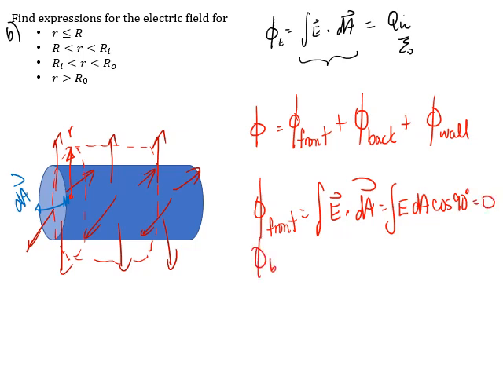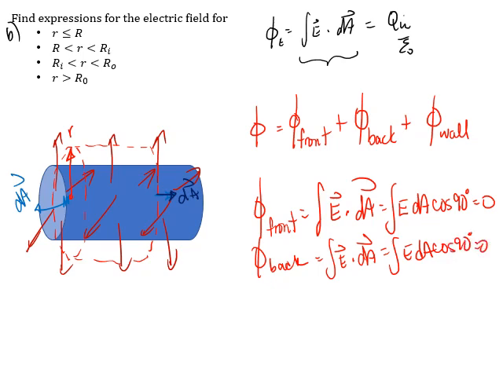The electric flux through the back face is going to be the same thing. The little bit of area going through the back face sticks perpendicular to the electric field. So there's our dA for the back face. That's perpendicular. So the net electric flux is the integral of E dot dA equals the integral of E times dA times cosine 90 equals 0.